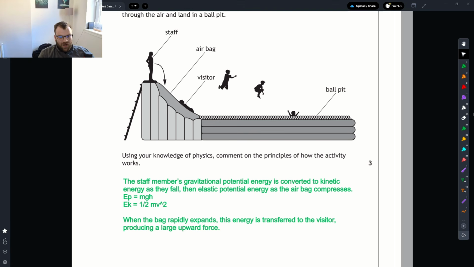So the bigger the staff member, the more potential energy they would have, and then the more kinetic energy it would result in for the visitor. And then as well the height. If they jump up, then that's going to increase the height, and that's going to give them more potential energy, which would result in more kinetic energy.